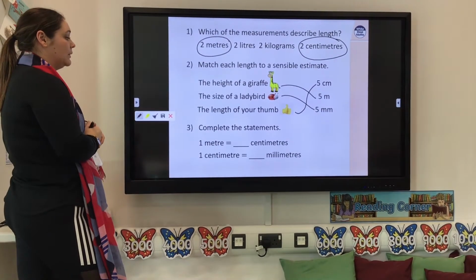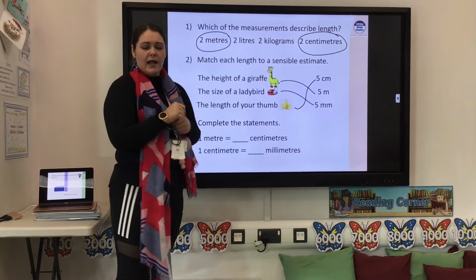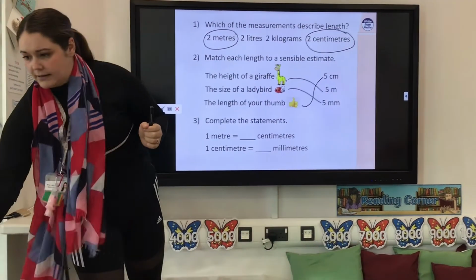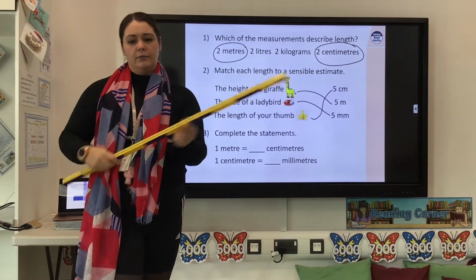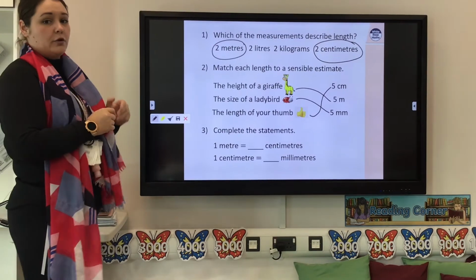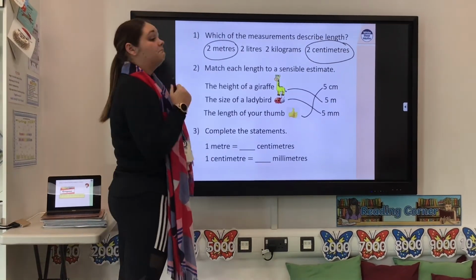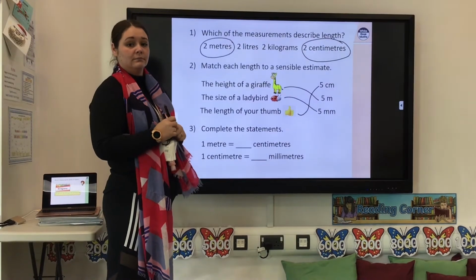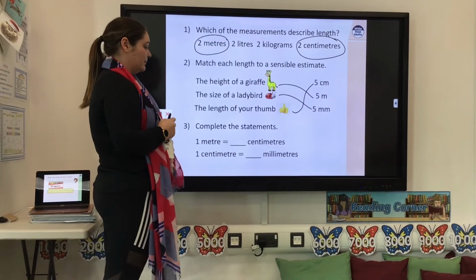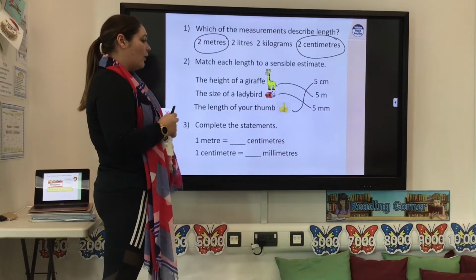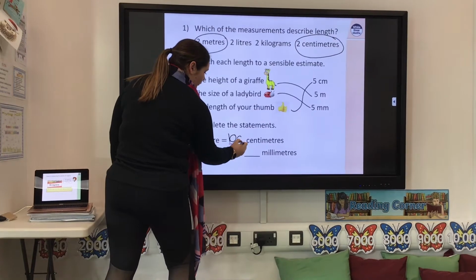Okay, question number 3 then. Complete these statements. 1 metre equals how many centimetres? Have a think for me. If we look at our metre stick, how many centimetres are on our metre stick? Do you know, Mrs. Upchurch? Well, it's got to be more than 30 because one of our rulers goes up to 30 centimetres. So it's got to be more than 30. Yeah. So I'm guessing probably 100. Oh, 100 is perfect. 1 metre is equal to 100 centimetres.